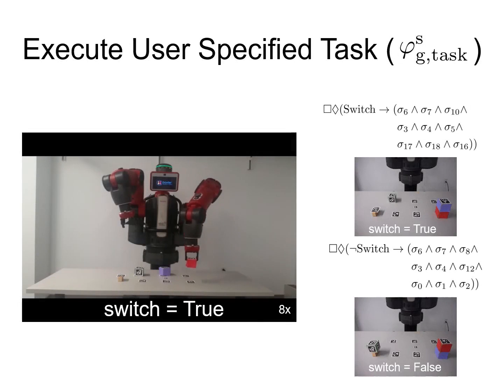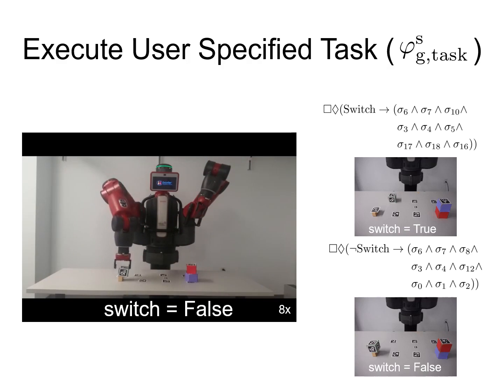We then specify a reactive, high-level task that involves stacking blocks in two different configurations, depending on the value of a user-defined variable switch. These liveness goals are shown on the right. The robot reacts to changes in the value of the variable switch and to non-determinism in its environment, such as when the block falls.